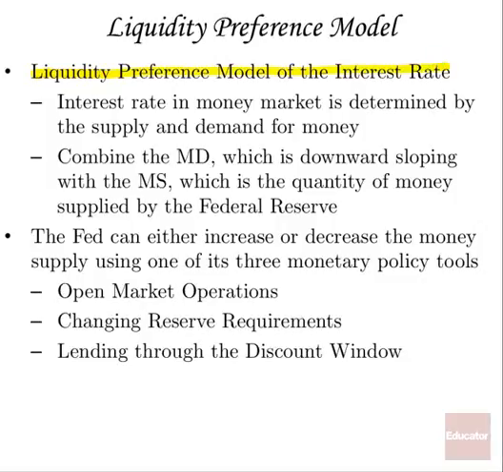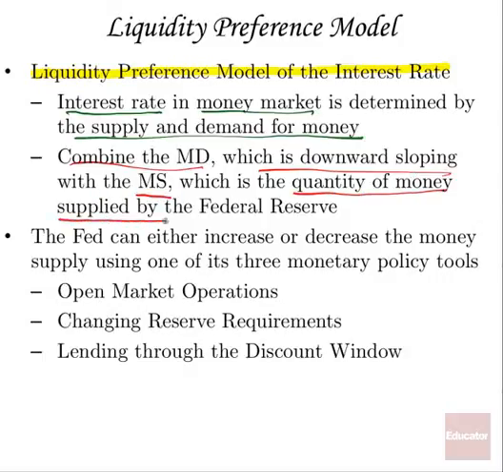When you look at this, the interest rate in the money market is determined by the supply and demand for money. So there's a money demand that is downward sloping, and then you combine the money demand with the MS, which is the quantity of money supplied by the Federal Reserve. That is going to be a vertical line that's straight down. So you combine the money demand and money supply curve, and the intersection is where you get the equilibrium interest rate and the amount of money that is actually in the economy.